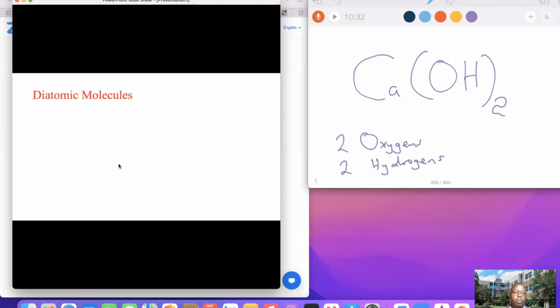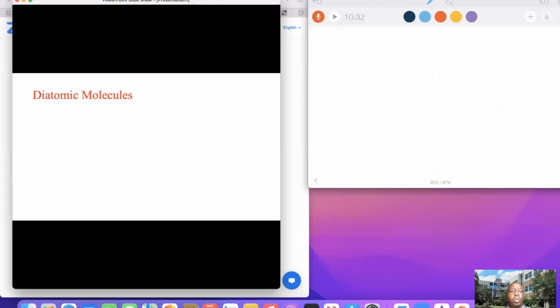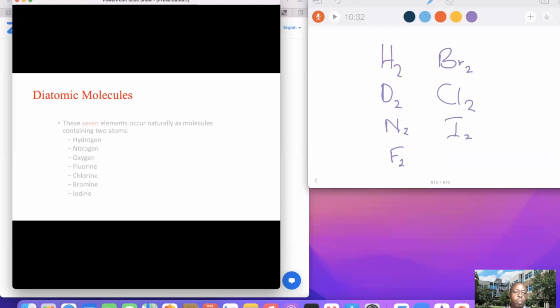On the periodic table, there are seven diatomic molecules. These are hydrogen gas, oxygen gas, nitrogen gas, all right. There is bromine, which is liquid. There is fluorine, which is gas. There is chlorine, which is gas. It is 1, 2, 3, 4, 5, 6, 7. There is iodine, the diatomic molecule.